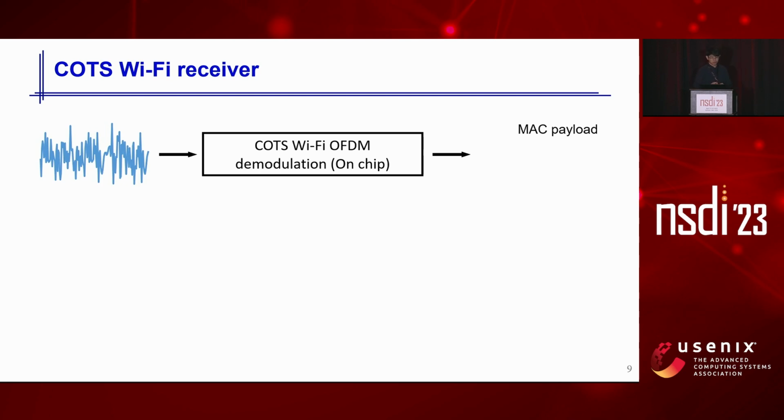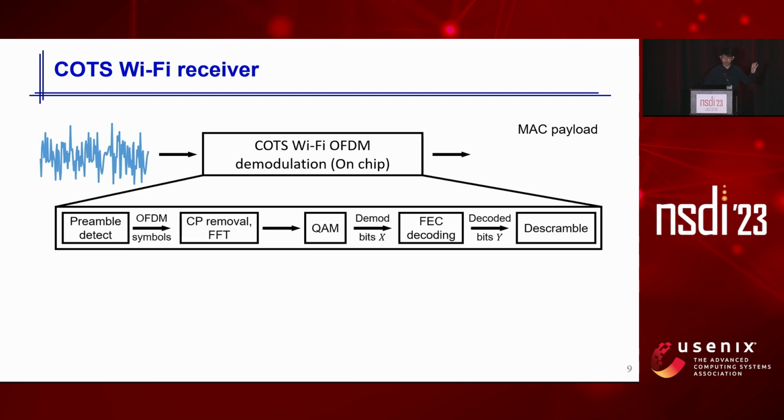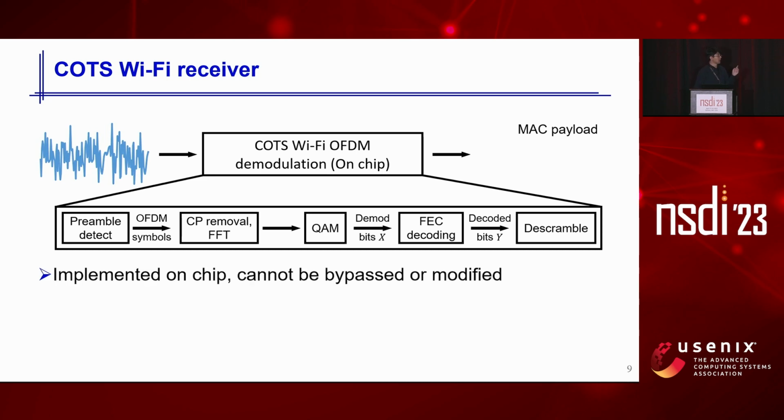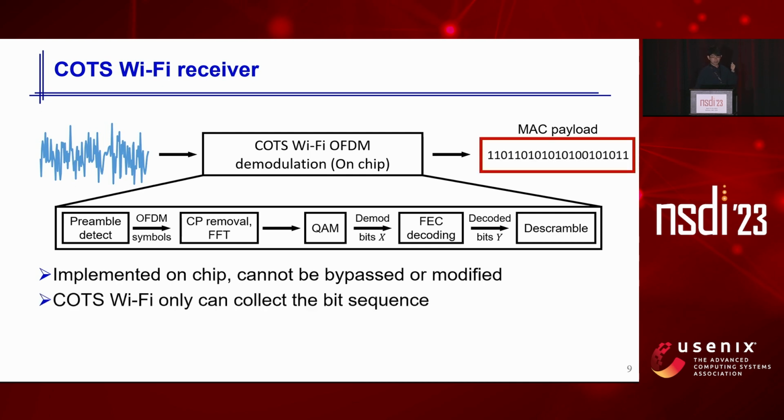Let's first look into how the commercial off-the-shelf Wi-Fi device processes the waveform. When the commercial off-the-shelf Wi-Fi device receives this waveform, it will first do a series of complicated processing as shown here. The OFDM demodulation procedure runs in the radio's IC, and therefore it cannot be bypassed or modified. So with the receiver, we can only get the bit sequence instead of the original waveform.